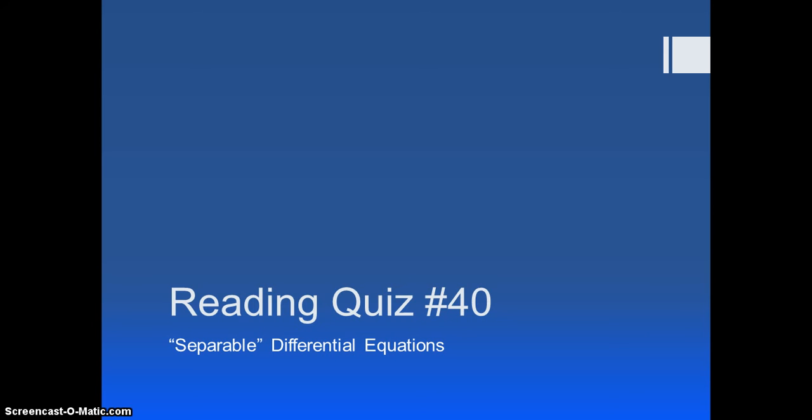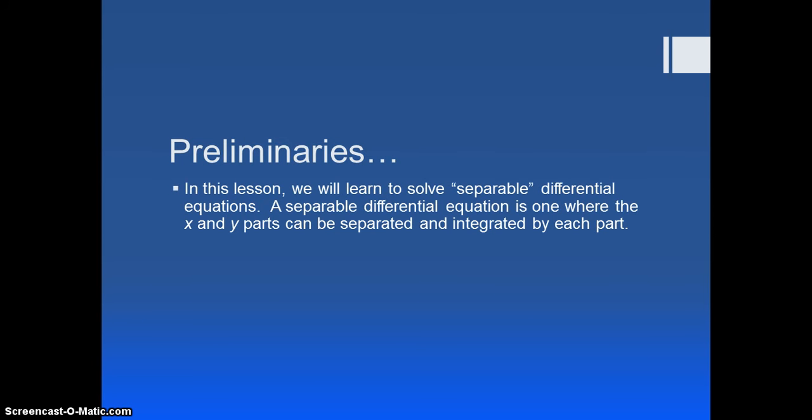Welcome. We will be talking about one of the primary methods for actually trying to solve our differential equations and figuring out what the initial equation was that we had. So let's get started. A couple of preliminaries. What is a separable differential equation? In this lesson, we will learn how to solve them.